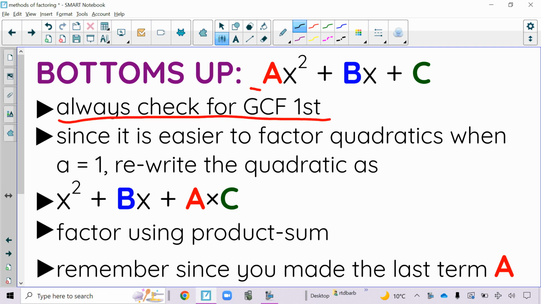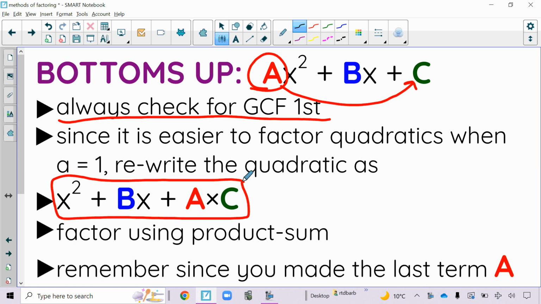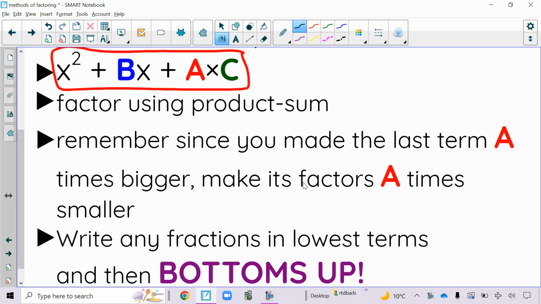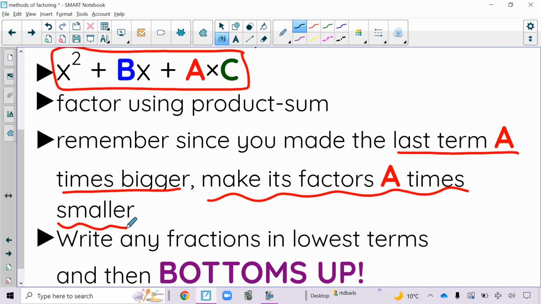What it does is it takes my a term and I move it to the back by multiplying it by c. So I have this new quadratic, x squared plus bx plus this new number a times c. And that's a lot easier to factor. So I'm just going to factor it like I normally would with product sum, but I have to remember, since I made the last term a times bigger, I counteract that by making its factors a times smaller.